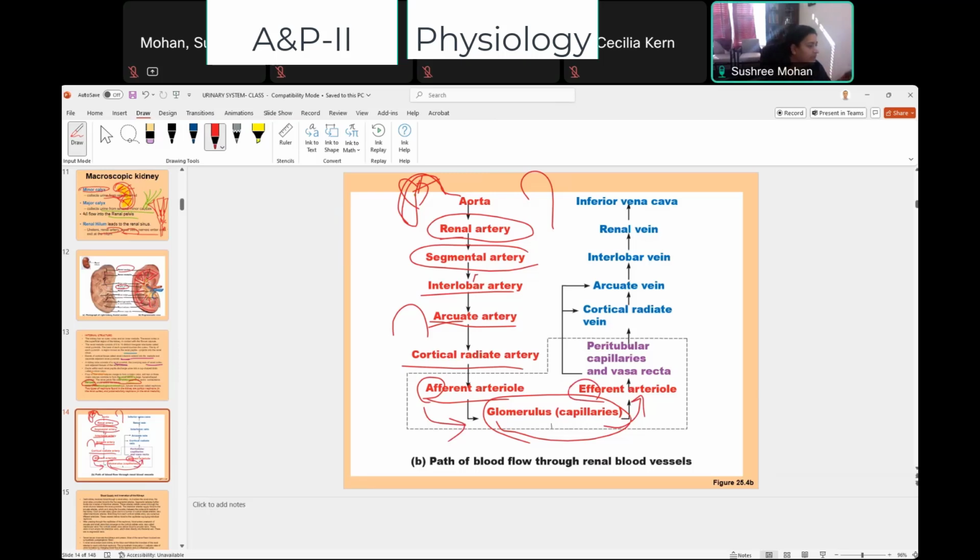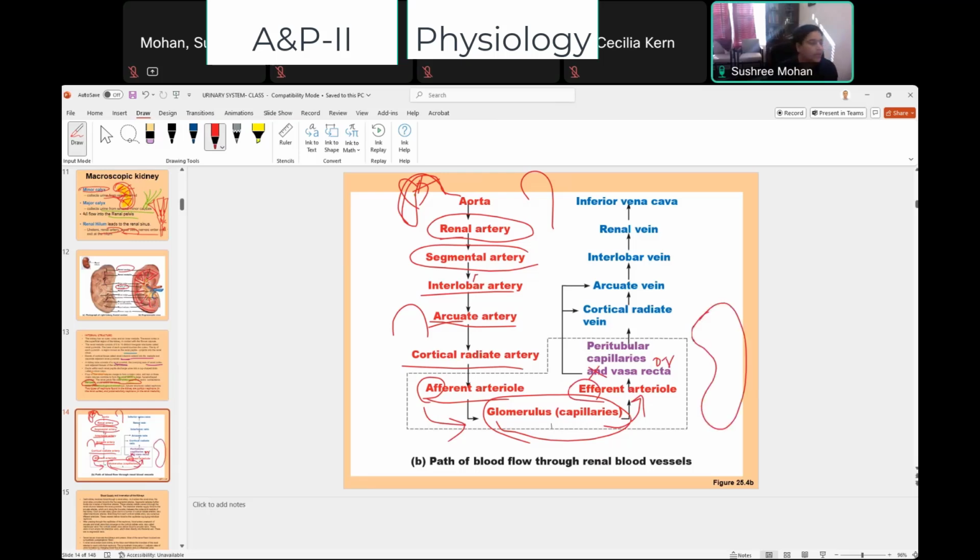Then from the efferent arteriole, it goes to the peritubular capillaries. Instead of and, I will rather call it or. I would write over here, or vasa recta. Why or? I'll tell you. So here is the kidney.